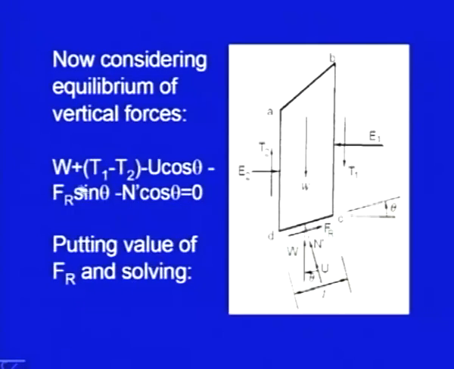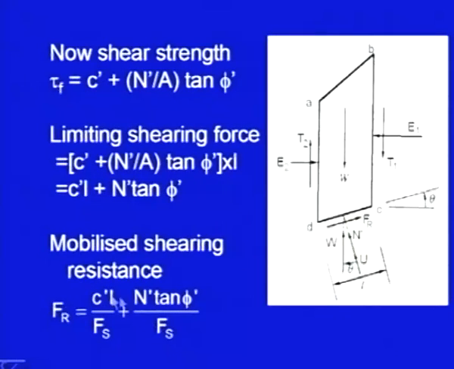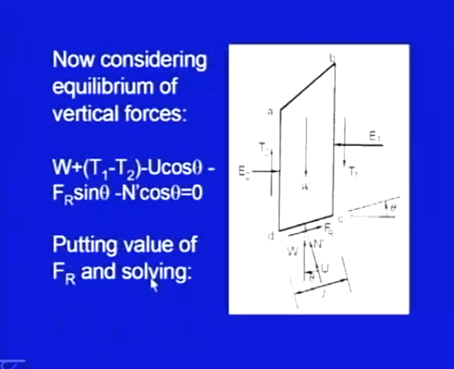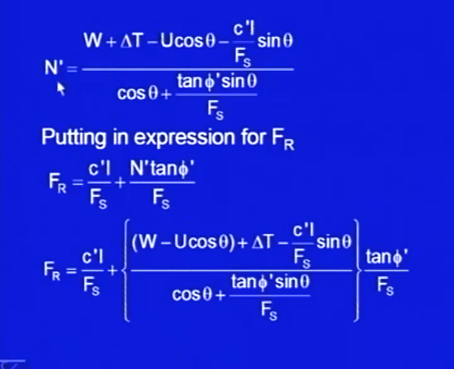Now, putting in this equation the value of Fr from here, Fr is equal to C dash L upon Fs plus N dash tan phi dash upon Fs. Put it in this equation and solve it, we will be getting N dash is equal to W plus delta T, where we have replaced T1 minus T2 by delta T, minus U cos theta minus C dash L upon Fs sin theta, upon cos theta plus tan phi dash sin theta upon Fs. This is the expression which we are going to get for N dash.